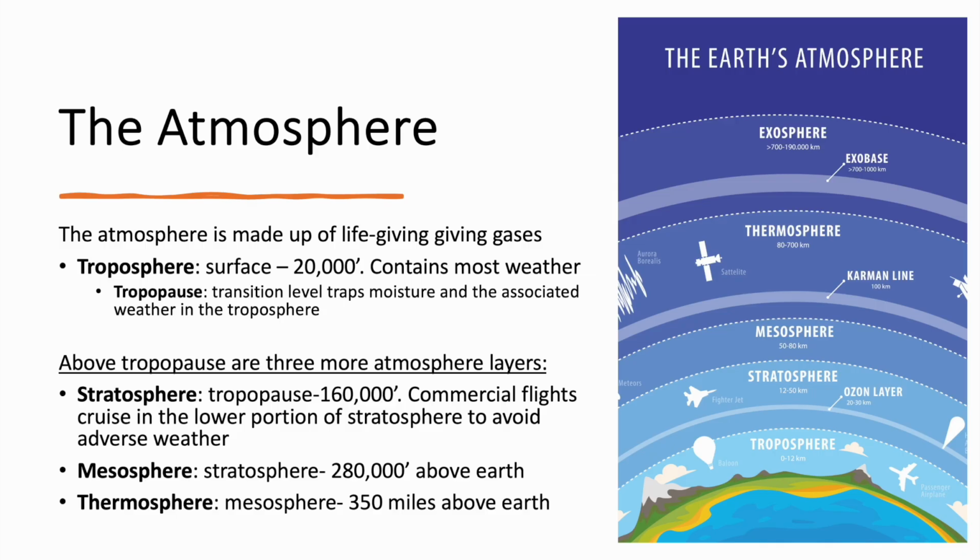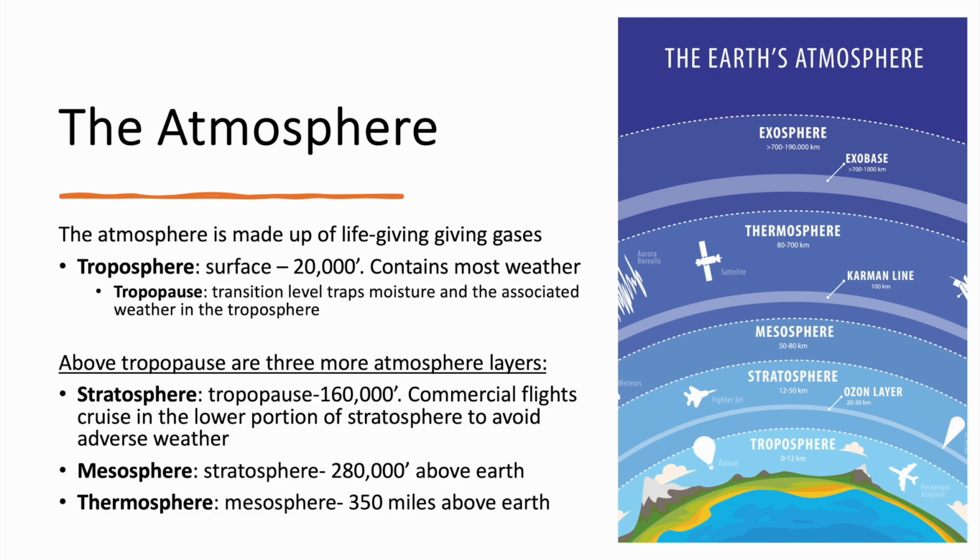So looking at the structure of the atmosphere, you don't necessarily need to memorize every one of these layers of the atmosphere, but at least a basic understanding of where the weather is going to occur and how that's going to affect your flight. So the atmosphere contains life-giving gases. We live in the troposphere. Commercial flights are going to occur in the stratosphere. So within the troposphere, most of the Earth's moisture is contained down here. This is where weather patterns occur.